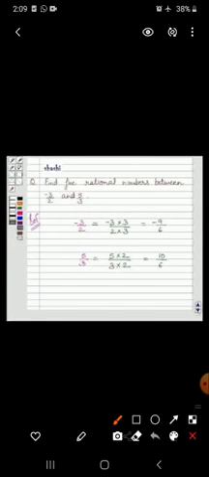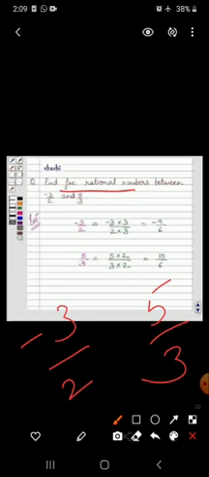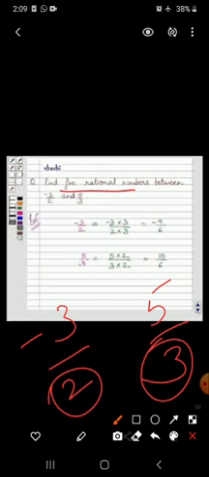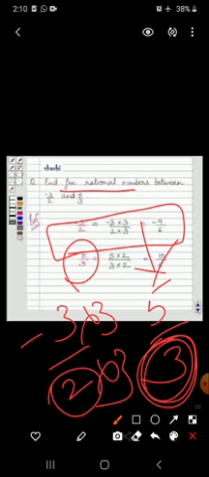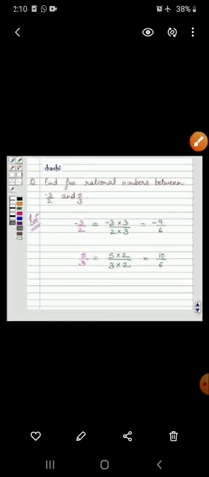Next one, you can see that he asked us to find 5 rational numbers between minus 3 by 2 and 5 by 3. So when you are given different denominators like this, what you will do is, with the second number's denominator, that is 3, you multiply the first number's numerator and denominator. Then you get minus 9 by 6, whereas for the second number, 5 by 3, you multiply numerator and denominator with the first number's denominator, that is 2. When you multiply, you get 10 by 6.